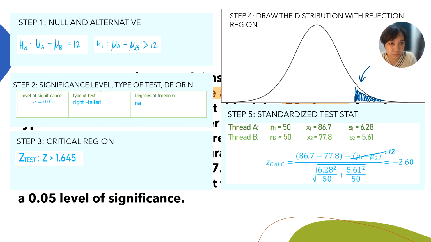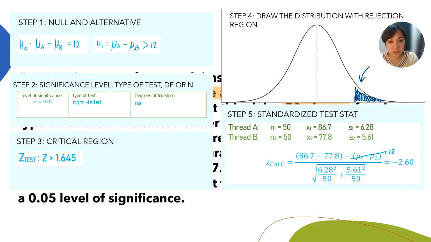Mu1 minus mu2. They are unknown population parameters. We know x bar 1 and x bar 2, that's 86.7 and 77.8. Okay, we know them. They are the sample mean, and they are way different from the population mean. That is why I mentioned that the sample statistic and population parameter are distinct here. We do not know what our mu1 and mu2 are because they are theoretical numbers. These are the things that we only assume, but we know that whatever they are, their difference is 12. So we replace that whole expression with 12.